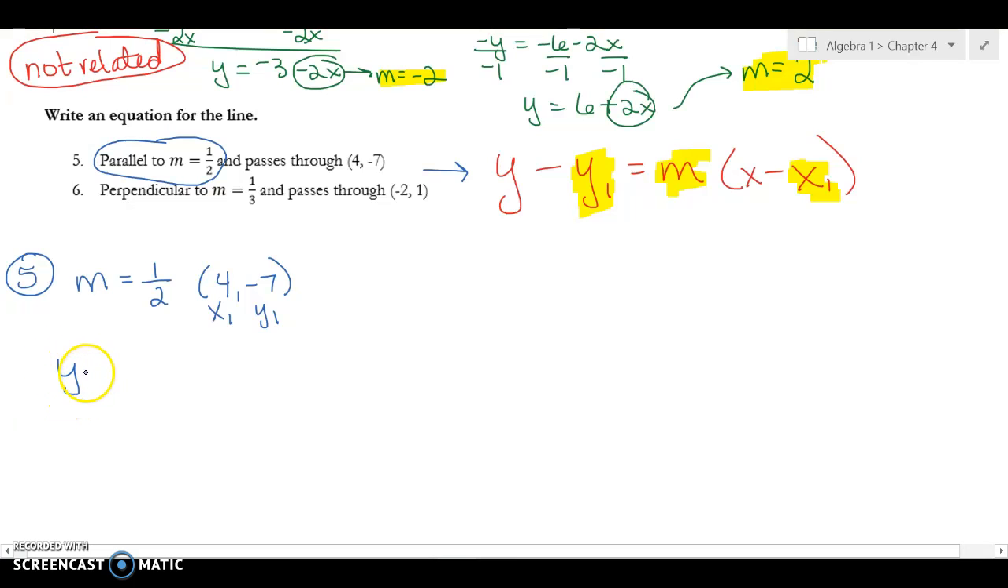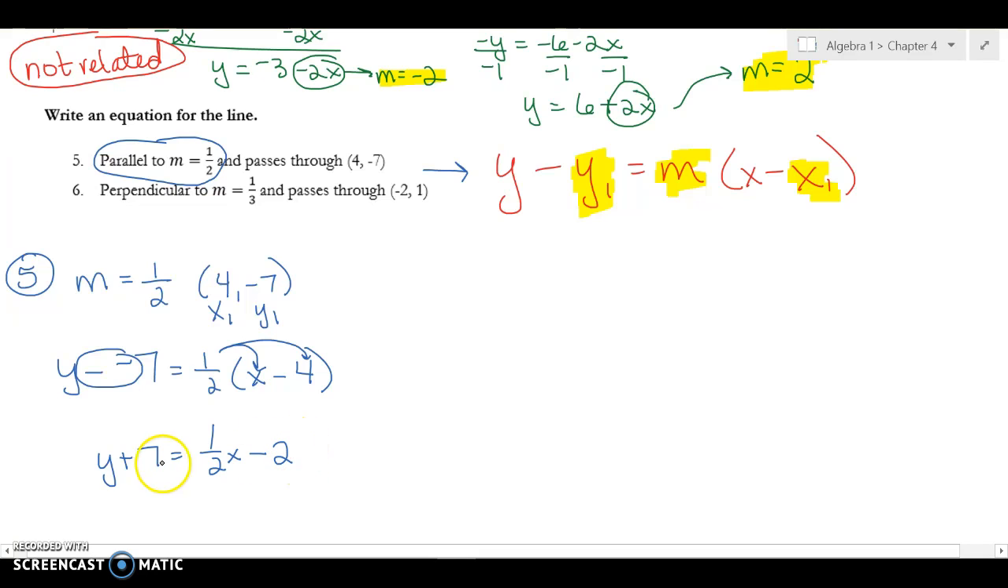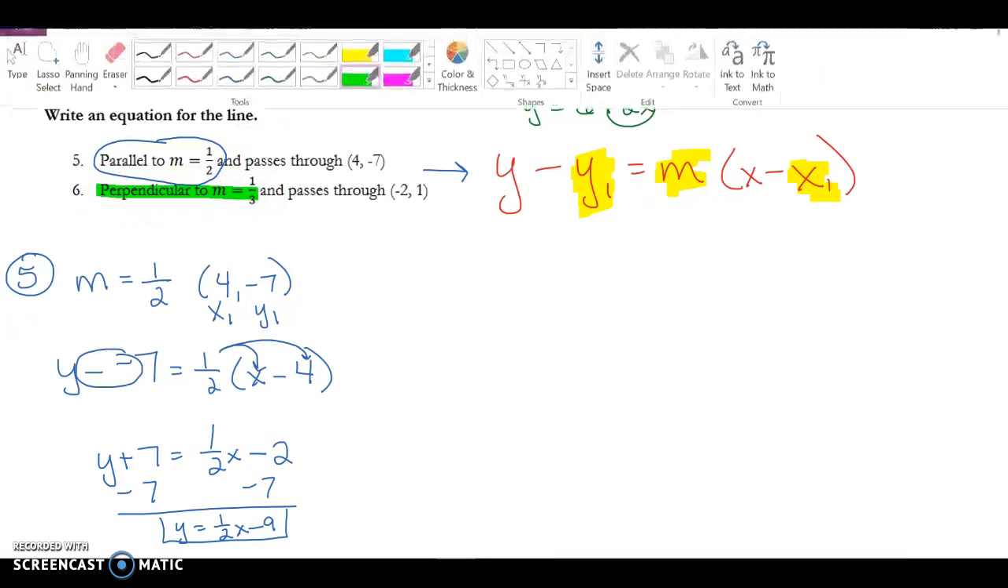So it'll be y minus my y1 value of negative 7 equals my slope, 1/2, times x minus my x1, which is 4. Right here, those become a plus 7. Now I have to distribute. 1/2 times x is 1/2 x. 1/2 times 4 is 2. Then I get rid of the plus 7 by minusing 7, and so my answer is y = 1/2 x minus 9. The only thing I had to do first was look at what was parallel. Okay, this next one says perpendicular, so that's the type that we're going to have to change.